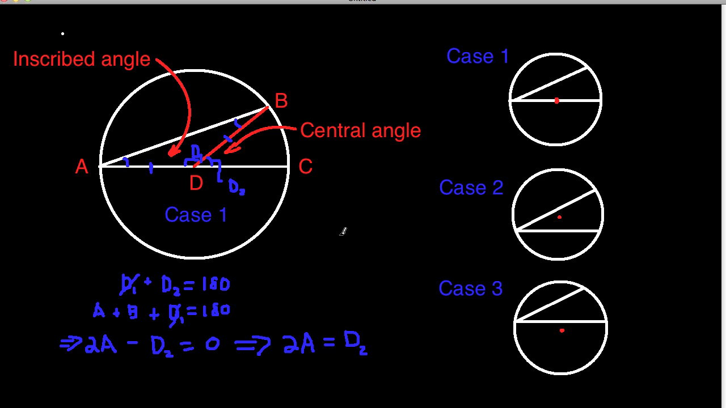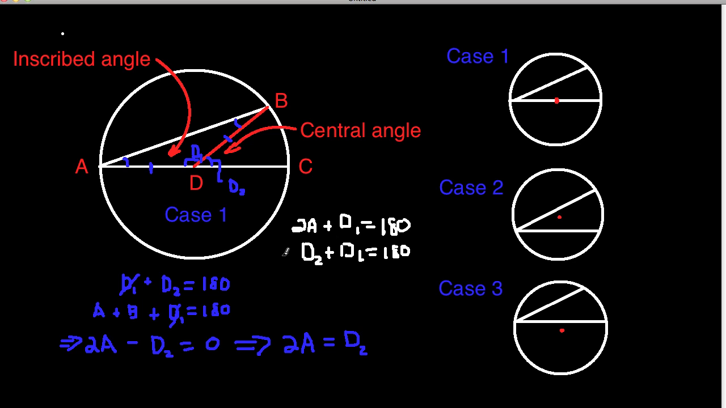If not, let me write this again. I'm subtracting this expression from this expression. So let me write the bottom expression: A plus B plus D1 equals 180, or I'm just going to say it's 2A plus D1 equals 180. And the top expression says that D2 plus D1 equals 180.